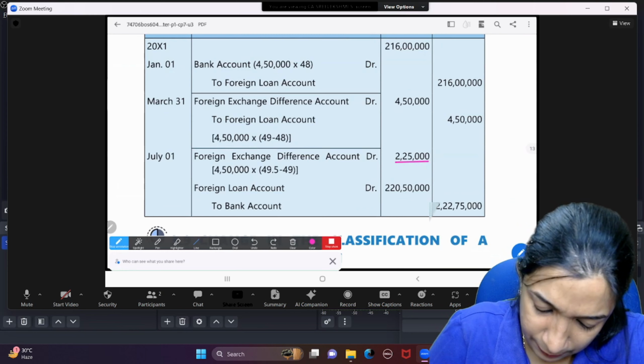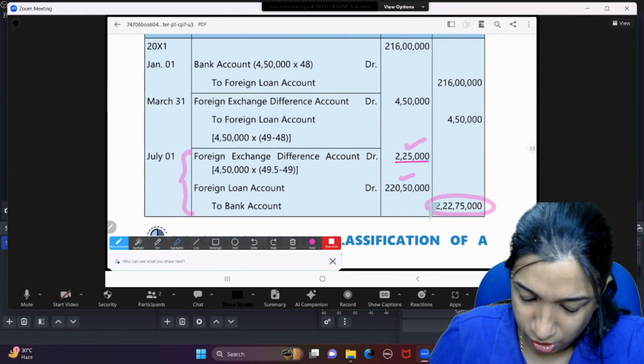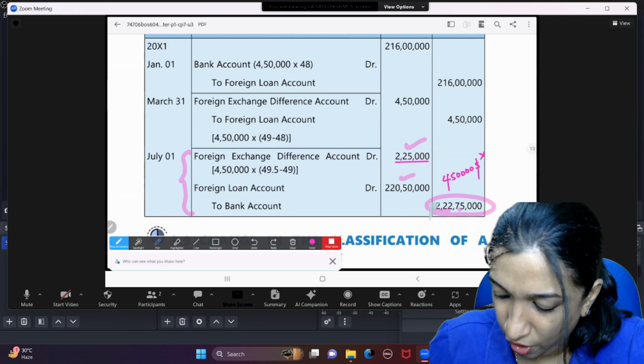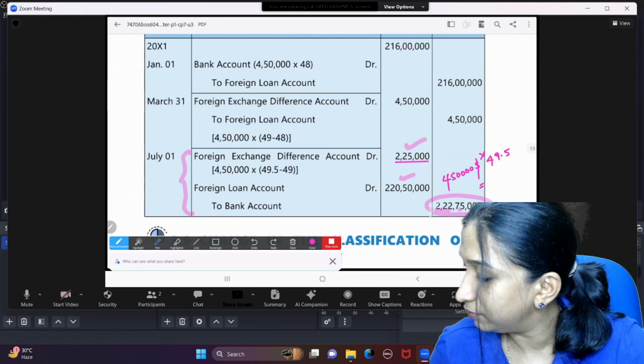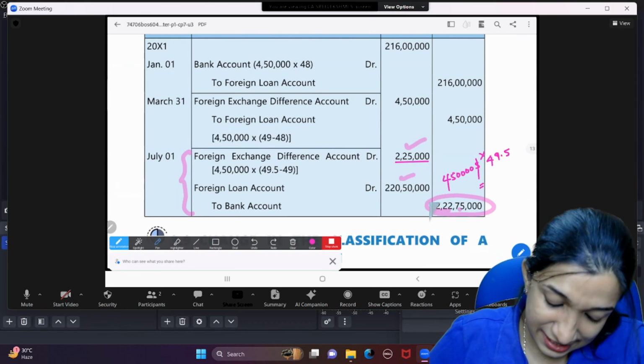Because $4,50,000 into 1. And on 31st July, it has become 49.5. So again, loss to loan, loan to bank. So here it is a combined entry. Loss debit, loan debit to bank. Because you need to pay $4,50,000 into 49.5. Correct. Is it okay? Yes, it is clear.